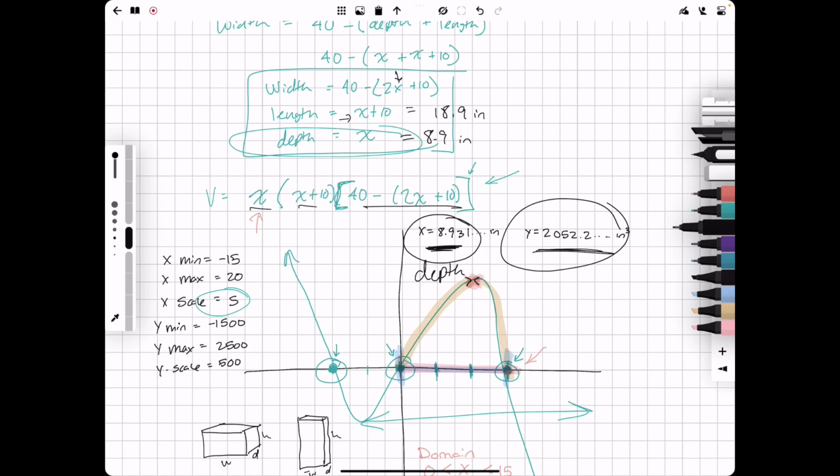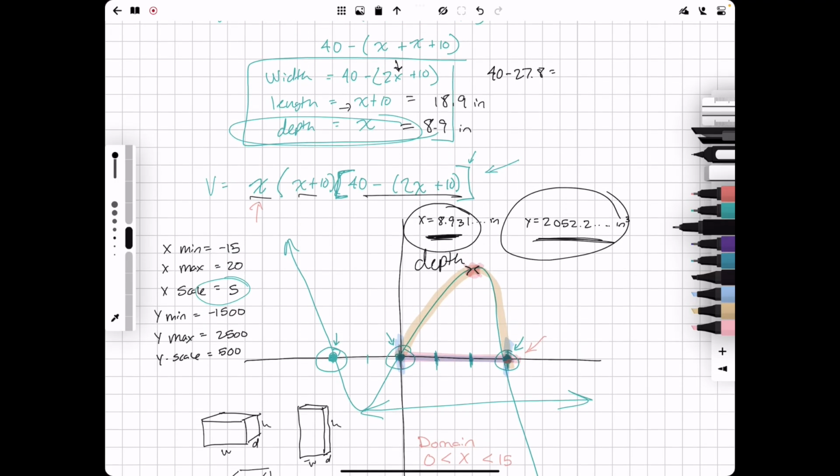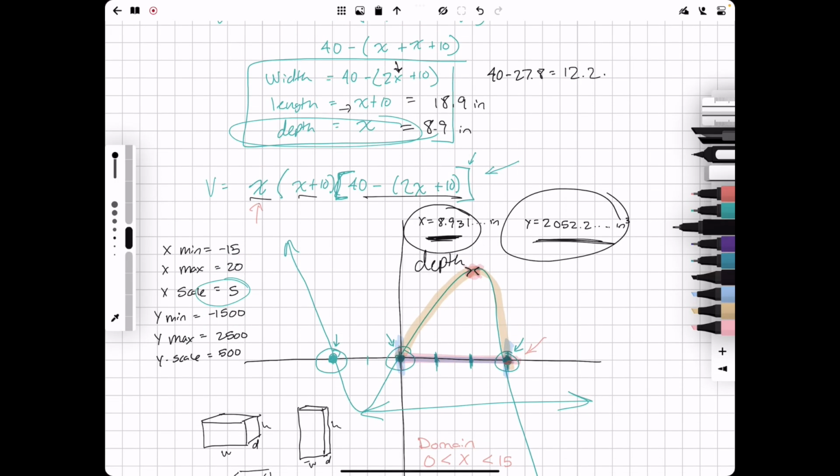And then this one is a little bit more calculation. Anybody want to try to do that real quick? If not, I can. So, 8.9 times 2 plus 10, and I'm going to take that away from the 40, take away 27.8. Which would be 12.2 inches.